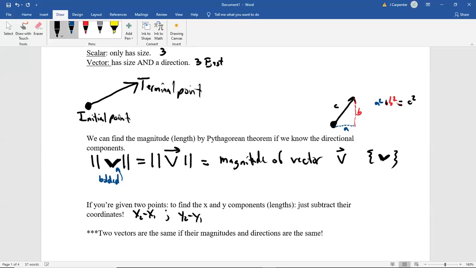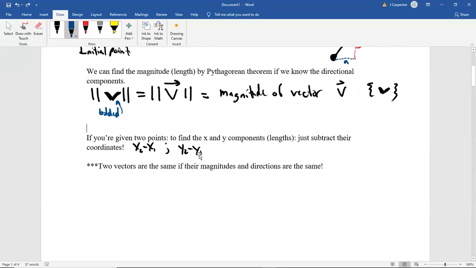So what we're going to do with example 1 is put all of this stuff together. We're going to find some magnitudes of vectors. We're going to find their directions. And we're going to do it in kind of a weird way, but it works. And then we can prove that 2 vectors are the same or not.